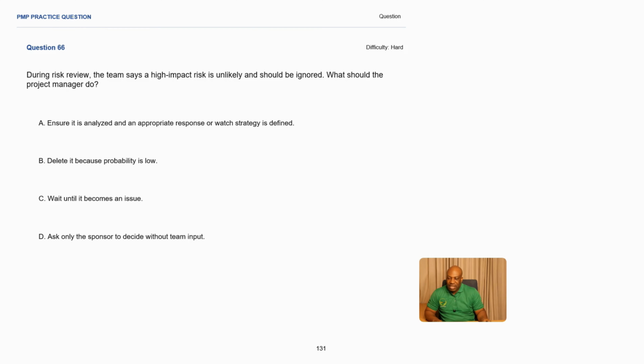Practice question number 66. During risk review, the team says a high impact risk is unlikely and should be ignored. What should the project manager do? What is our problem statement? There's a risk review meeting, right? Then the team is saying a high impact risk is unlikely. Okay, this is what they are saying and should be ignored. What should the project manager do?